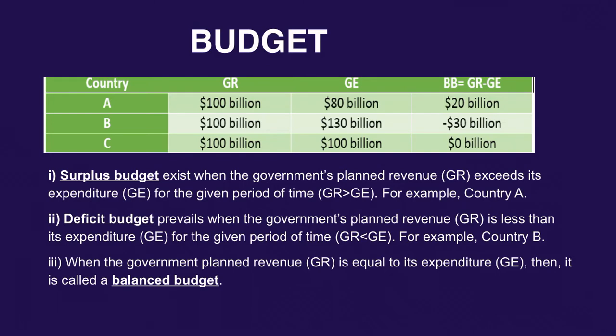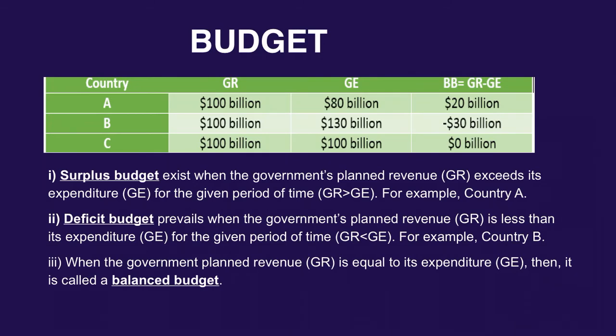Whereas if you look at country B, the planned government revenue is $100 billion, and the planned government expenditure is about $130 billion. Therefore, the budget balance will be a negative value. A negative value means a deficit budget. It shows a planned deficit budget, a deficit of $30 billion.